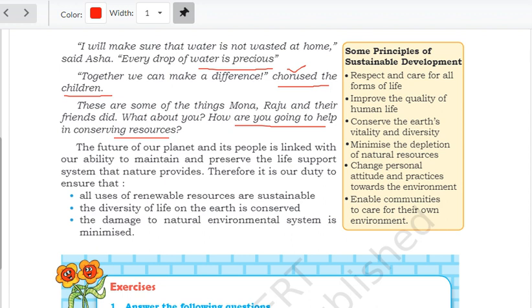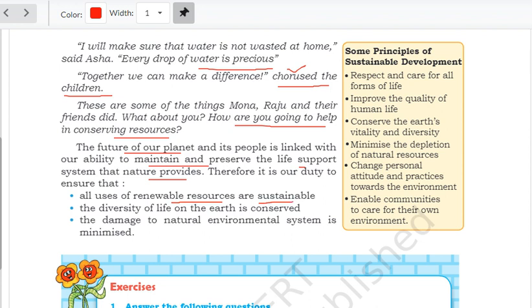The future of our planet and its people is linked with our ability to maintain and preserve the life support system that nature provides. Our future depends on how we use the resources that are available today. Therefore, it is our duty to ensure that all uses of renewable resources are sustainable.